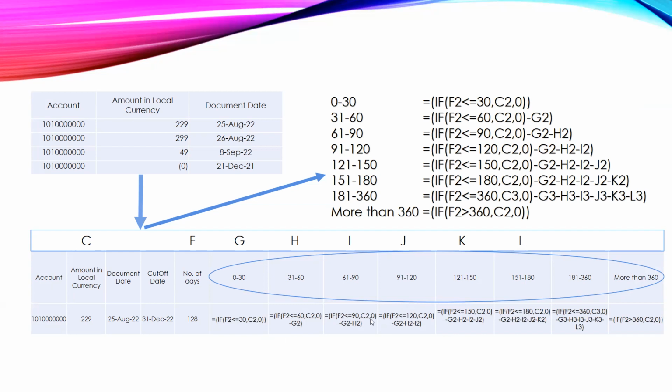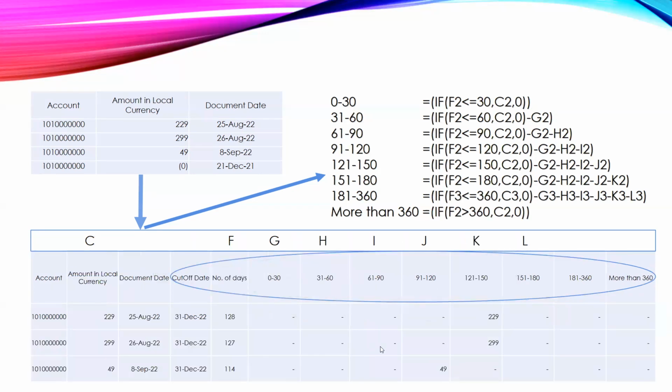And so on. We are going to do the same for the whole column, except for the last column, in which we are going to change the less than sign to greater than sign, and we are going to use the higher of the prior range, 360. And then the rest is the same. Once we have entered this formula in all these columns, we are going to copy all this, and then paste it in all the below rows. By this, we will be getting the relevant amount in the relevant column based on the number of days.